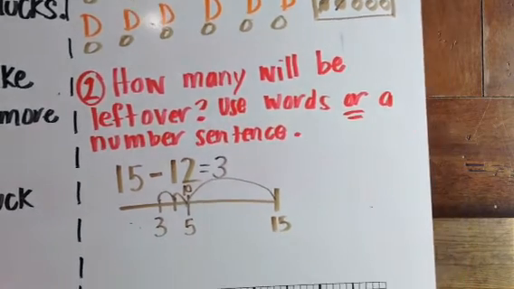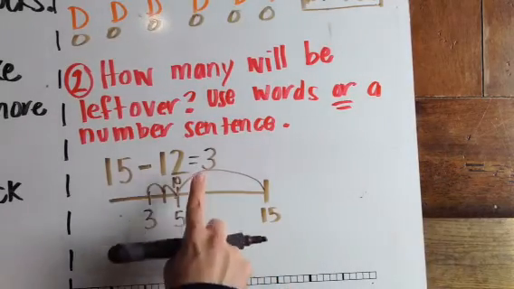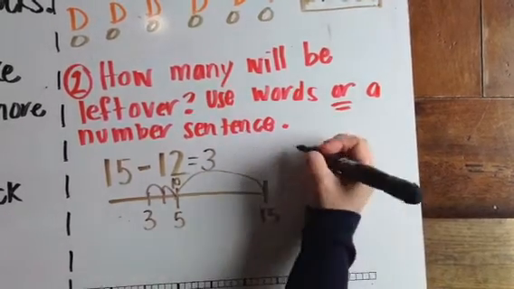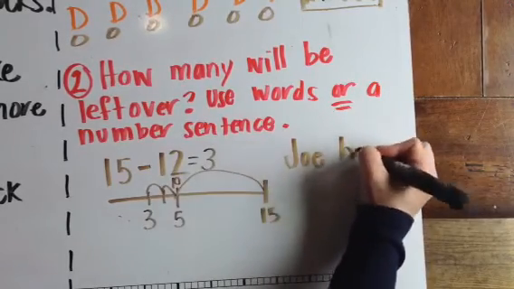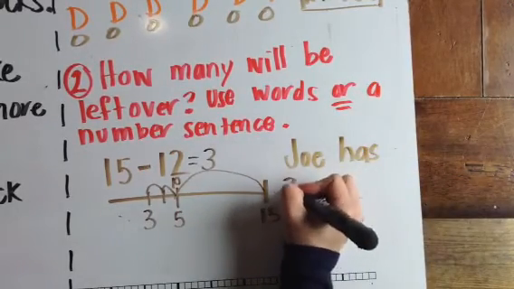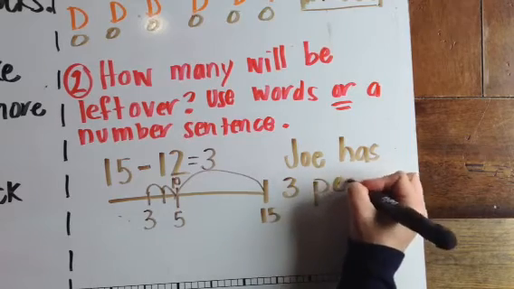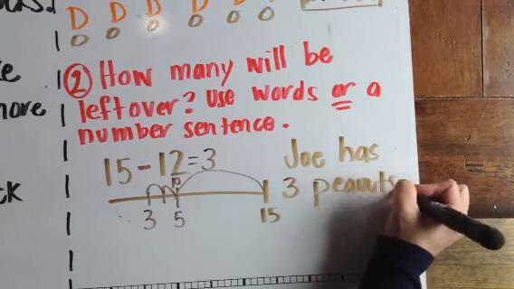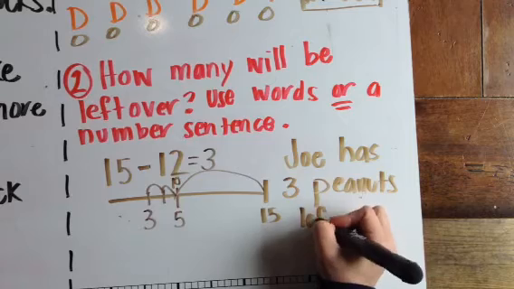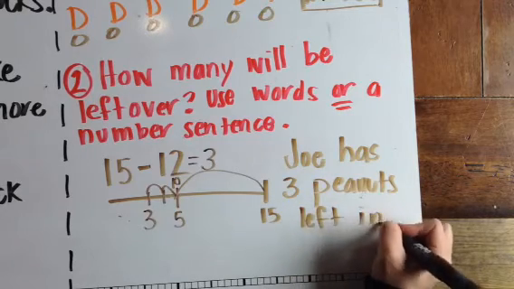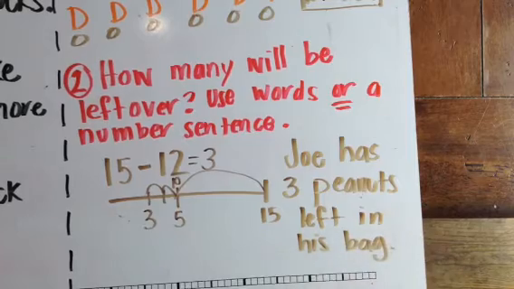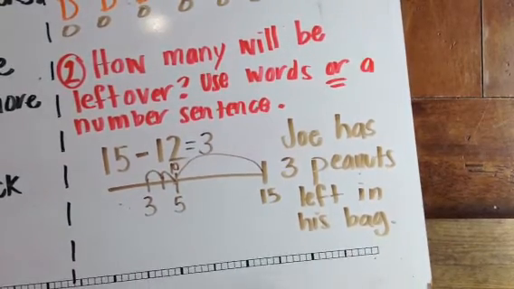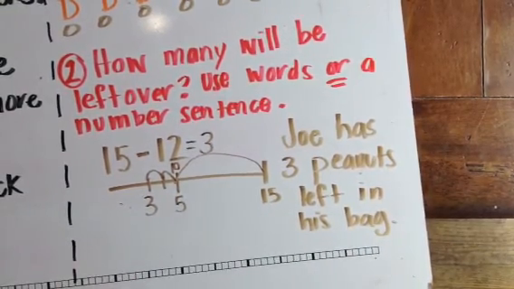I could also write my answer in words to explain what this 3 means. I could say, Joe has 3 peanuts left in his bag. Boys and girls, that is how we tackled part number 2.